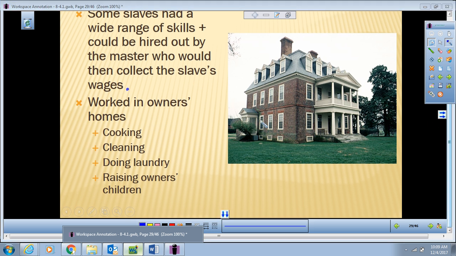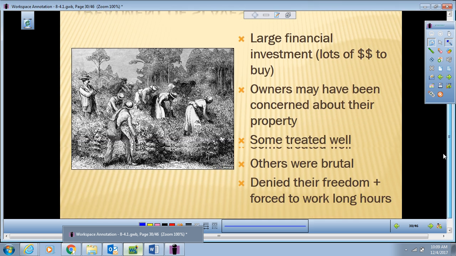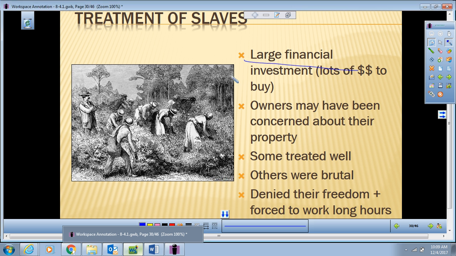So on Sundays they could work on their own and make some money. Now, a lot of them were house slaves, which would be more desirable than working in the fields. And of course, you would much rather work in the house than be out in the fields. They did the cooking, cleaning, doing laundry, even raising the owner's children, putting them on their lap and burping them or whatever.